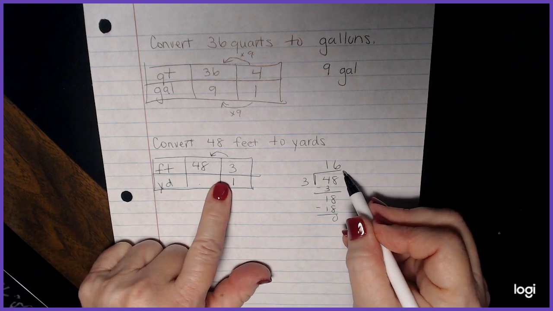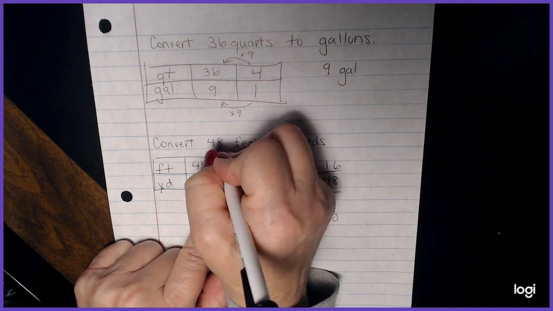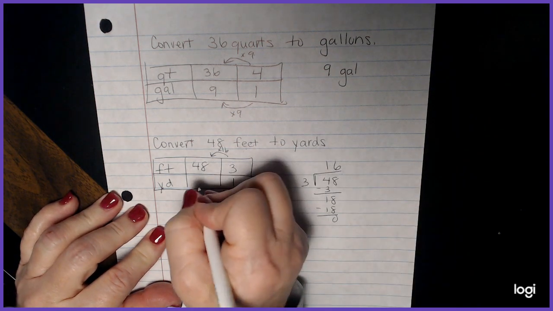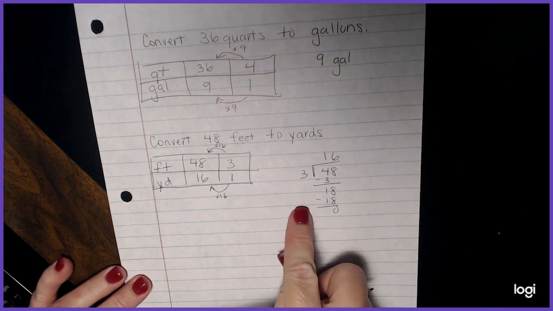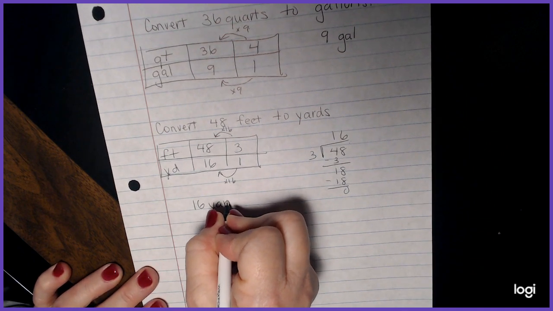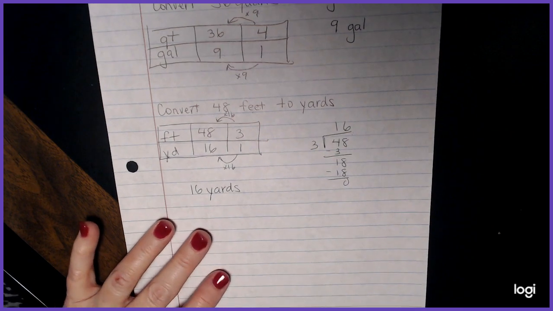So we know it's 16. So this would be 16, which means 1 times 16 is 16. And we found out that the answer was 16 yards.